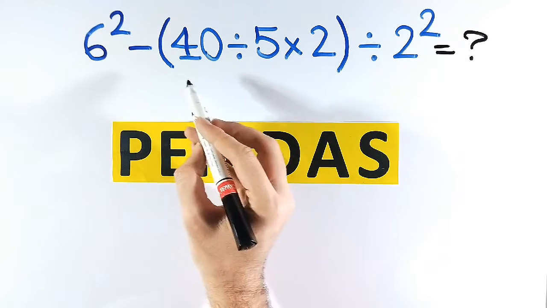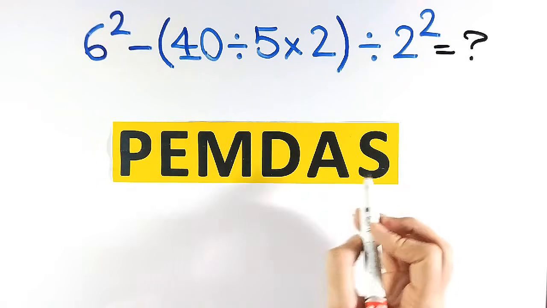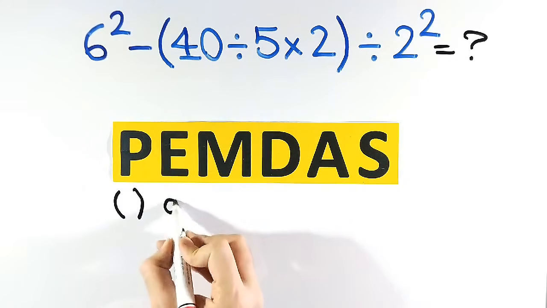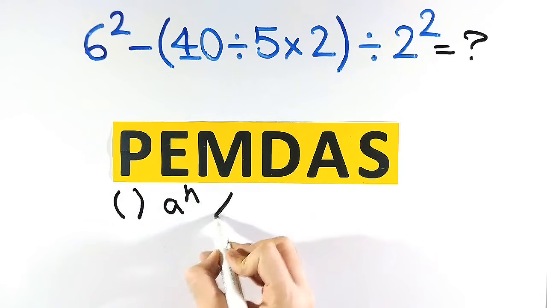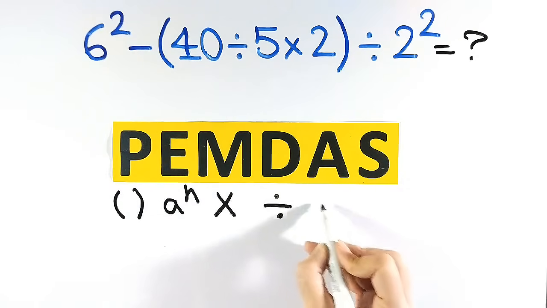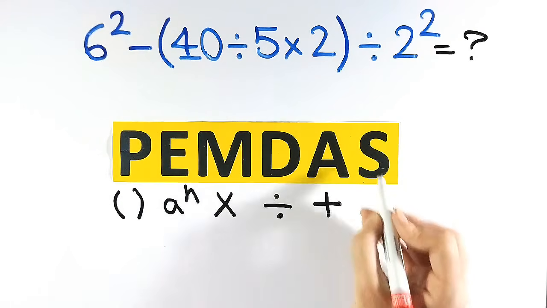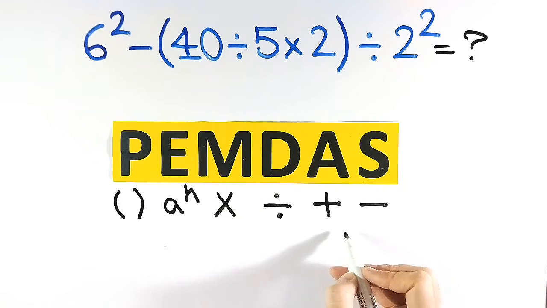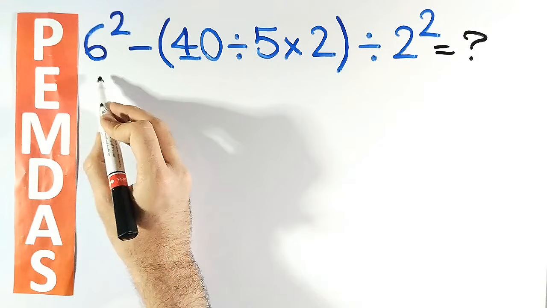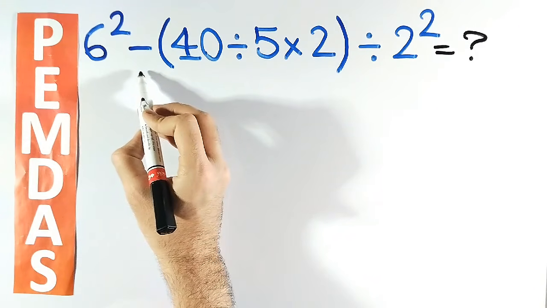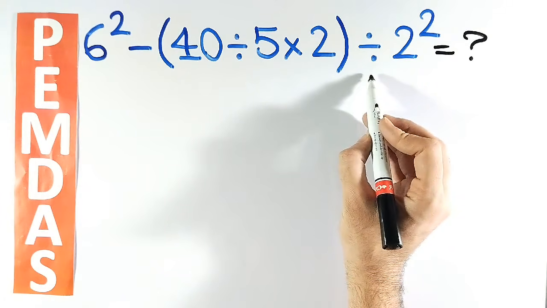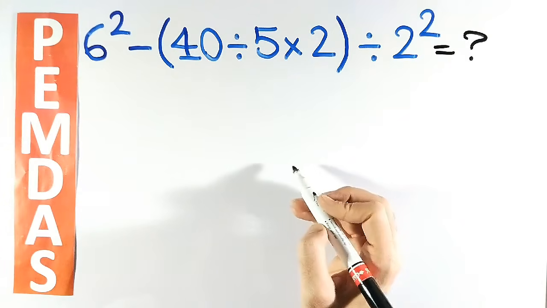To solve this question, we must follow the PEMDAS rule. In this rule, P stands for parentheses, E stands for exponent, M stands for multiplication, D stands for division, A stands for addition, and S stands for subtraction. As you can see on the screen, in this expression, first we have an exponent, then a subtraction sign, followed by parentheses, then a division, and finally another exponent.